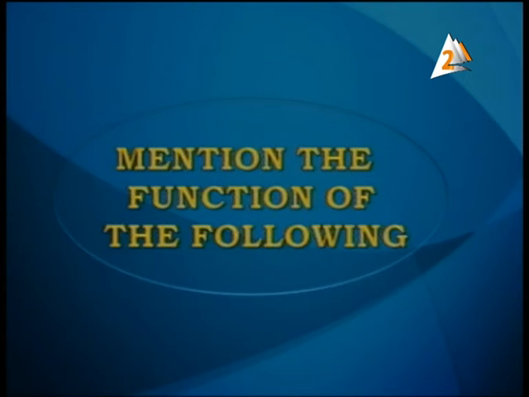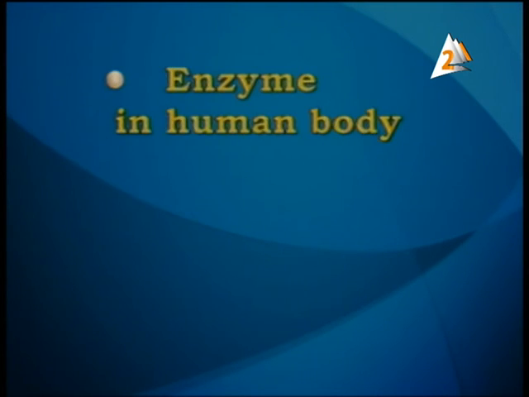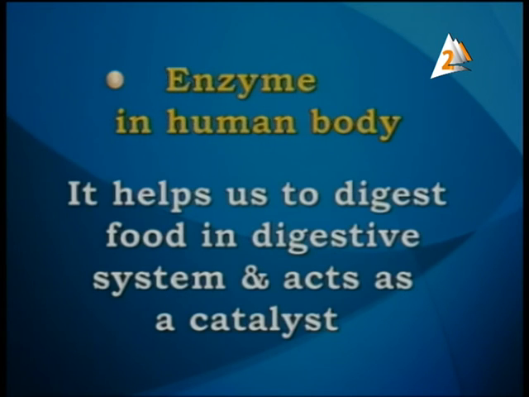Mention the function of the following. Number 1, we have enzyme in the human body. We have many enzymes. What is the function of enzyme? It helps us digest food in the digestive system and acts as a catalyst. It makes a reaction million times per minute. It's very fast, very active in digesting food. If you eat any type of food, enzymes digest this food.